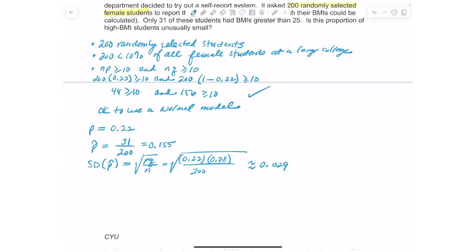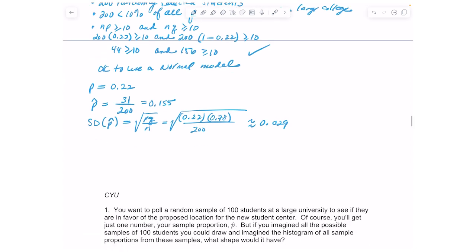So basically what we have going on here right now, if we look at the model, we have a normal model, which I'm attempting to draw here. And in the middle is P. So P, remember, is 0.22.